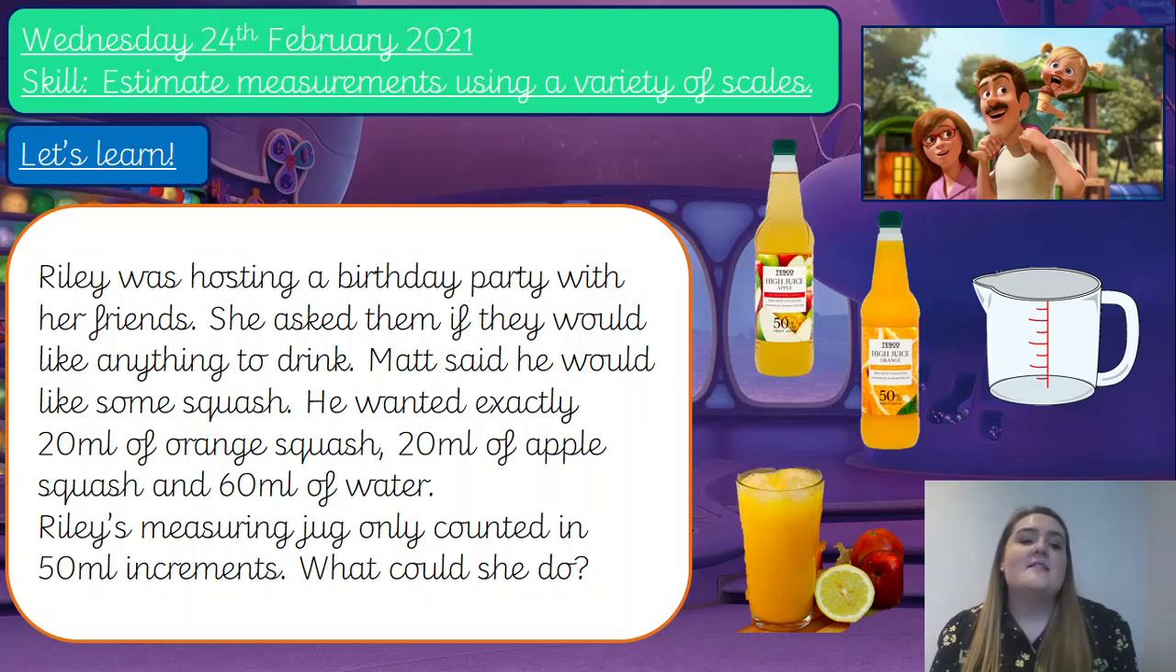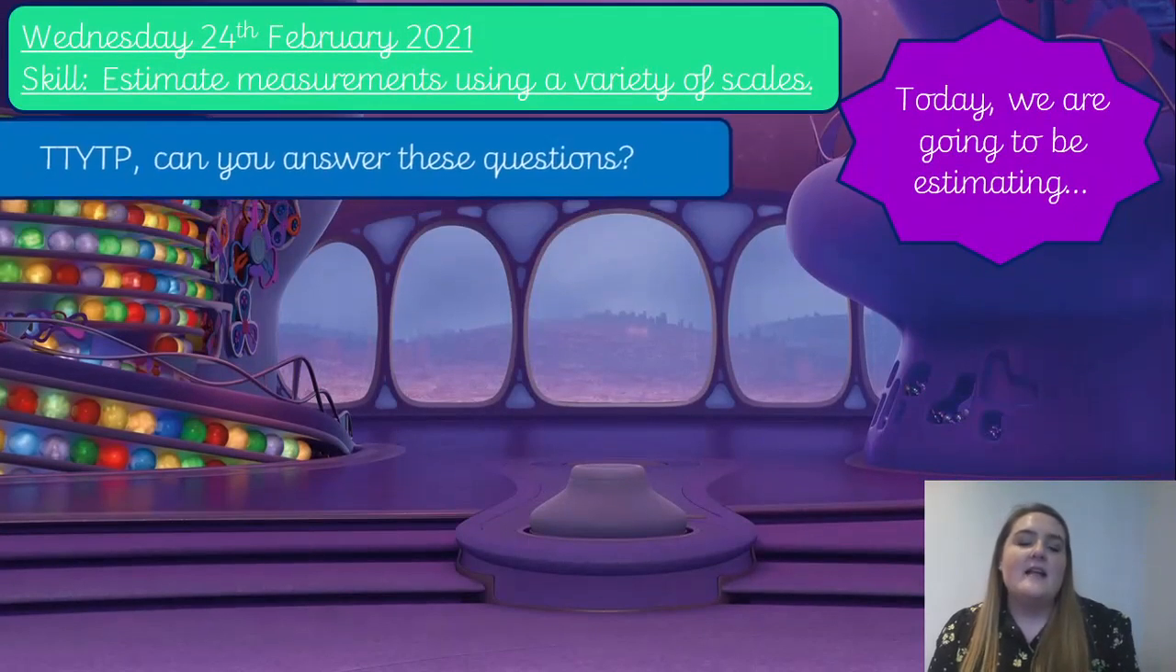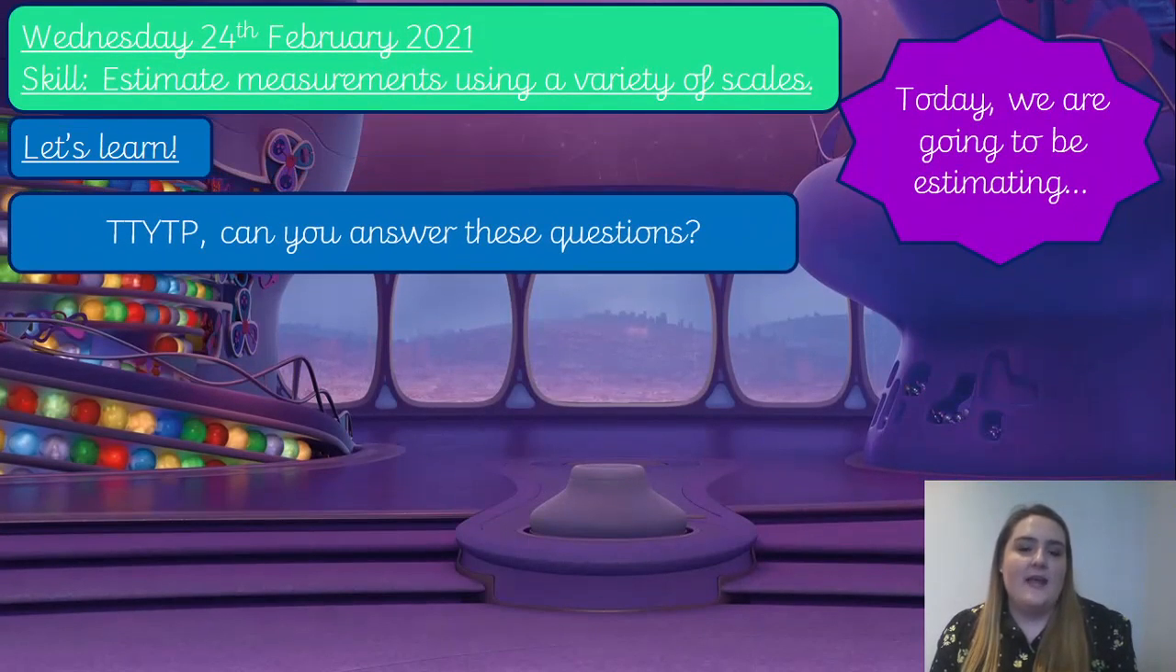Well done. So she could estimate, she could have a sensible guess, couldn't she, as to how much liquid she is pouring in. So she can get her jug that goes up in 50 millilitre increments, and she knows where 50 is, so she can use that to gauge where 60 would be and where 20 would be, so that she can measure the 20 millilitres of orange squash, the 20 millilitres of apple squash and the 60 millilitres of water. Well done. So that's exactly what we're going to be doing today then. We're going to be estimating.